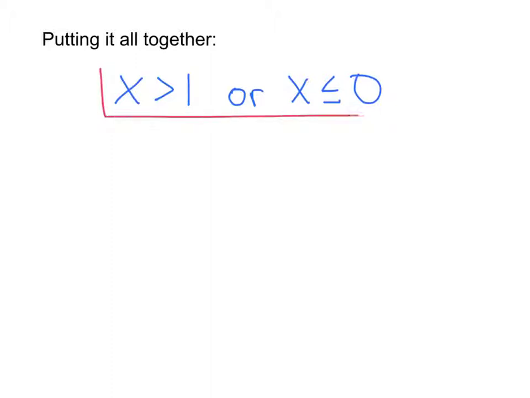So what we found is that solutions where x is greater than 1 make this inequality true, or solutions where x is less than or equal to 0 will also make this inequality true. This is an or because there's no way a number can be greater than 1 and less than or equal to 0. That's impossible. But in these two situations, where a number is either greater than 1 or less than or equal to 0, we make that inequality true. And so this is the way we would write our final solution.